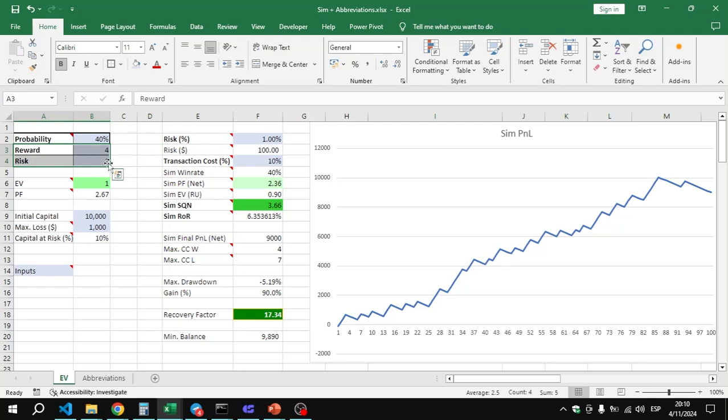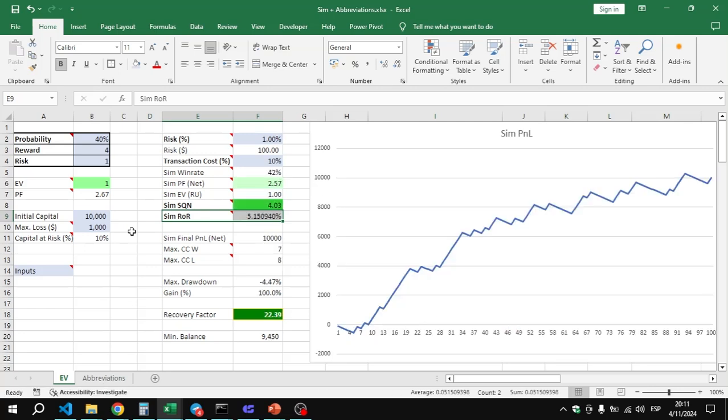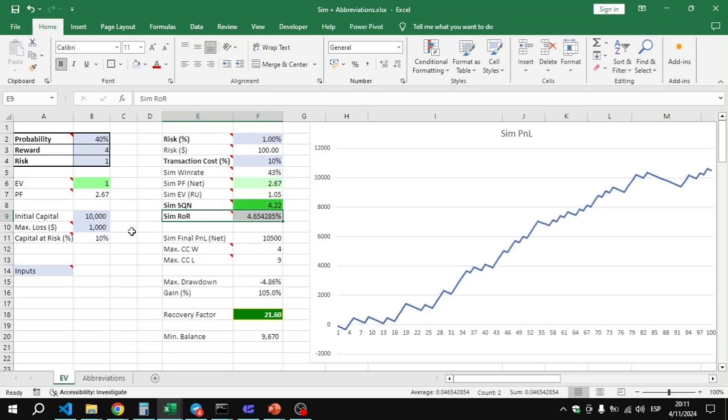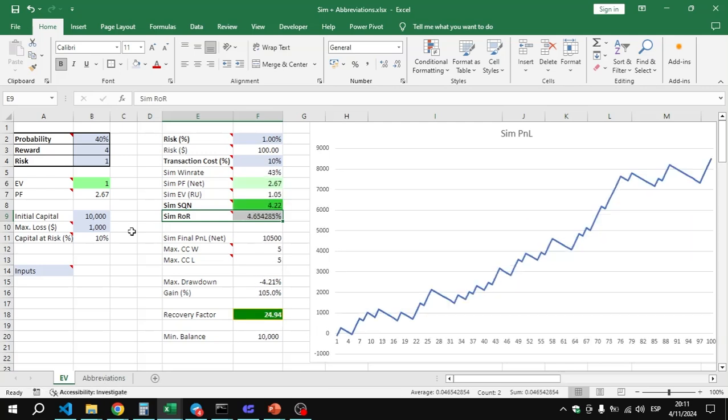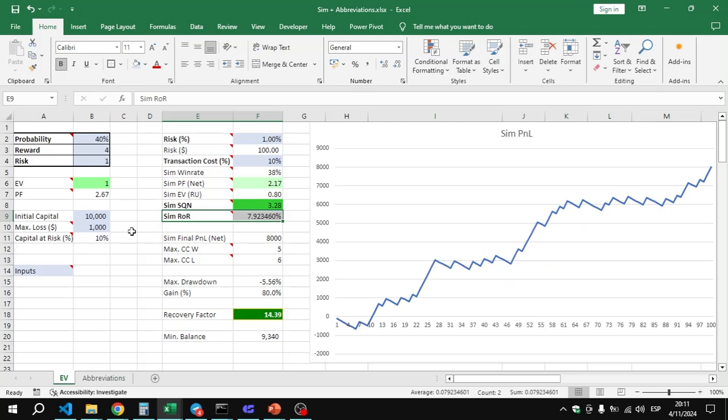Now, notice that the bare minimum you need to know about your strategy is what to expect in terms of risk reward and probability. From there, you set the initial capital, the max loss, and the risk per trade. Here we're going to start with 1% and run a few simulations, paying close attention to how it affects the risk of ruin, which is the number down here. We get 4%, 16%, 4%, 7%, 4%, and so on.